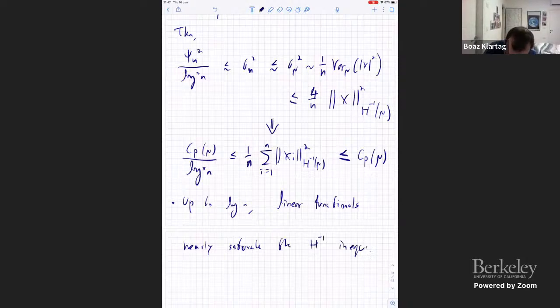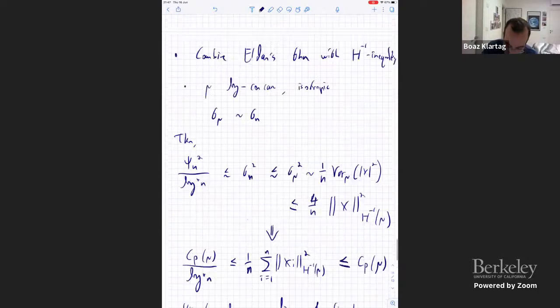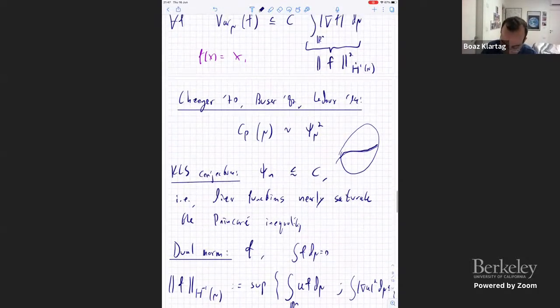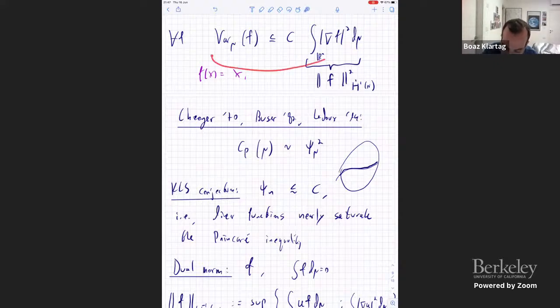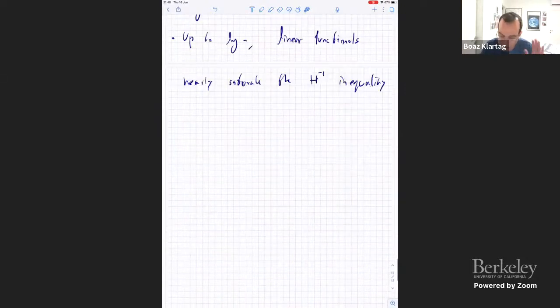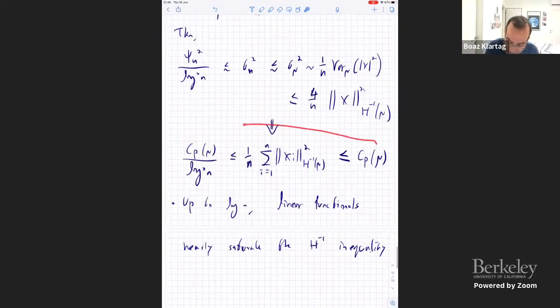And if you remember, the KLS conjecture is saying that linear functions will saturate the Poincare inequality. So when you just use Eldan and H minus 1, you kind of immediately see that, well, up to log, things look pretty good, right? Up to log, the functions satisfy the H minus 1 inequality. So you need to find some way to dualize this fact. So this will be our approach.